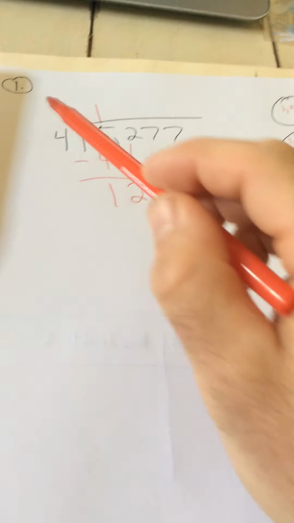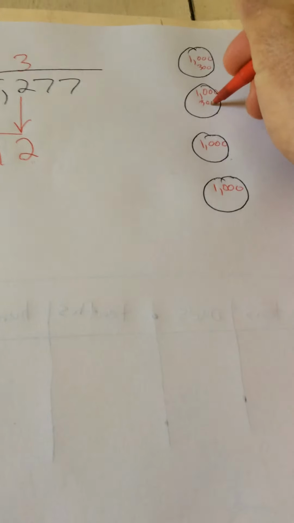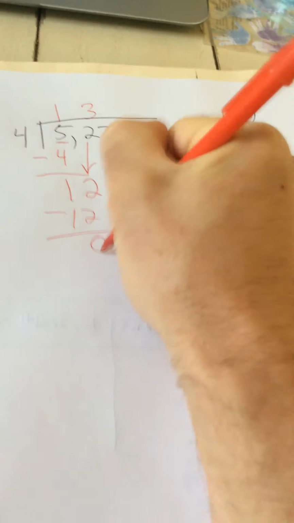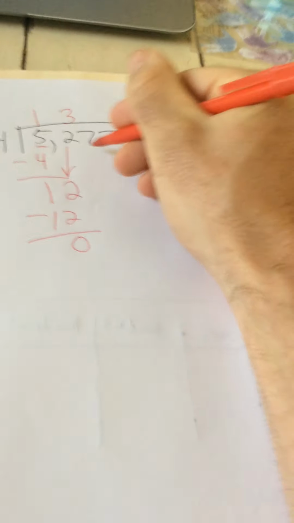So if we had 12 hundreds and we're putting them into 4 groups, we could put 300 into each of those groups. There's 300, 600, 900, 1,200. So we used all 12 of those hundreds. So 3 times 4 is 12. We subtract. We don't have any left because we were able to put all 12 of them equally into those groups. So now we're going to bring down the tens.